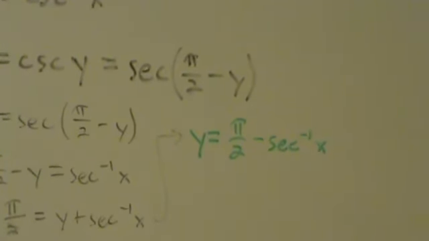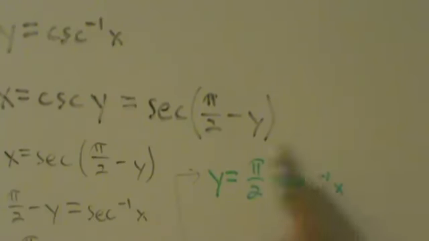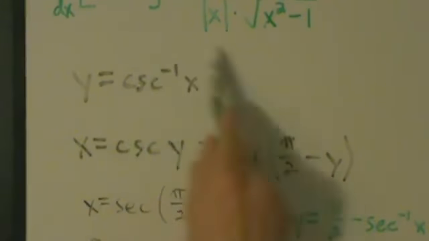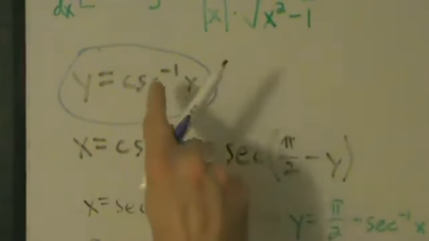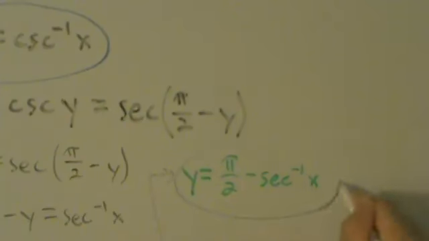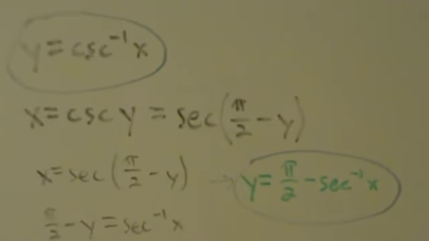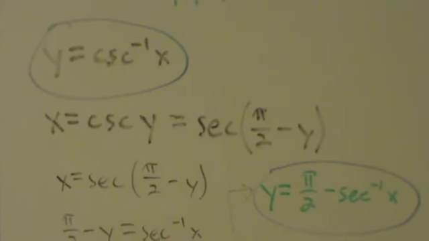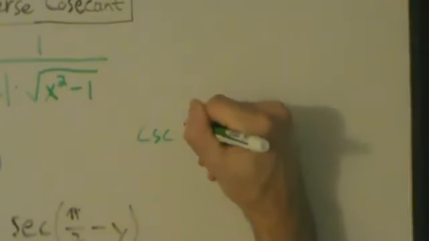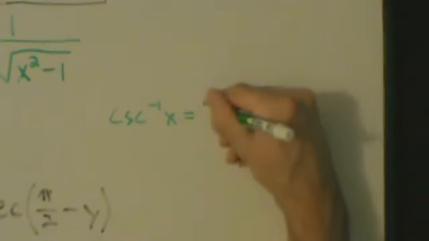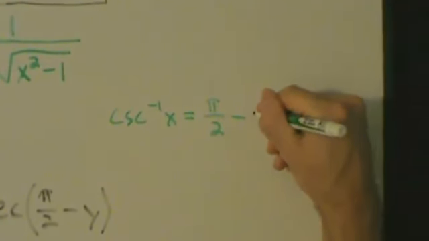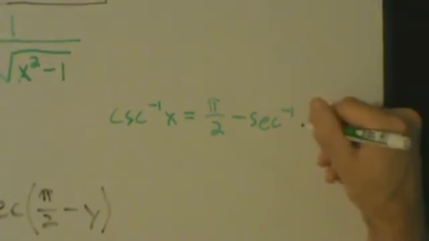Okay. So y equals pi over 2 minus inverse secant of x, but also from here, y equals the inverse cosecant of x. So y equals that, and y equals this. So the transitive property tells us that these two things have to equal each other, because they both equal y. Okay, so what we just found out was cosecant inverse of x equals pi over 2 minus inverse secant of x.